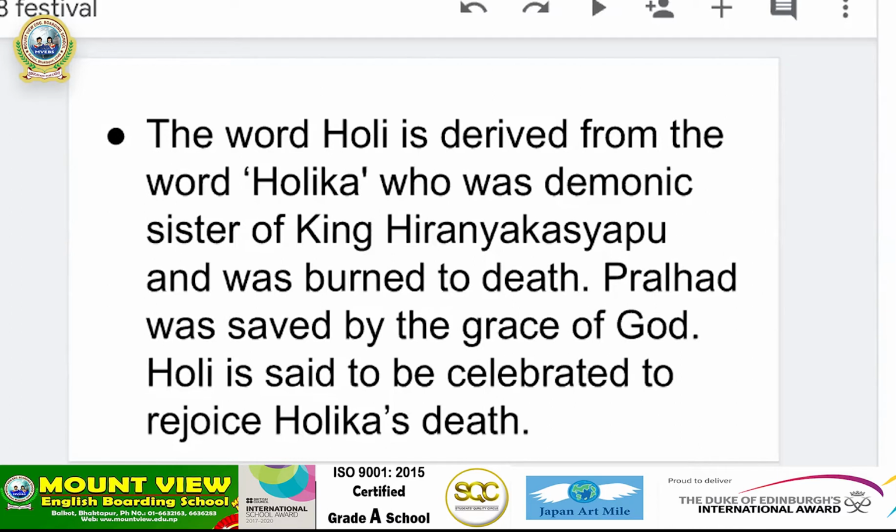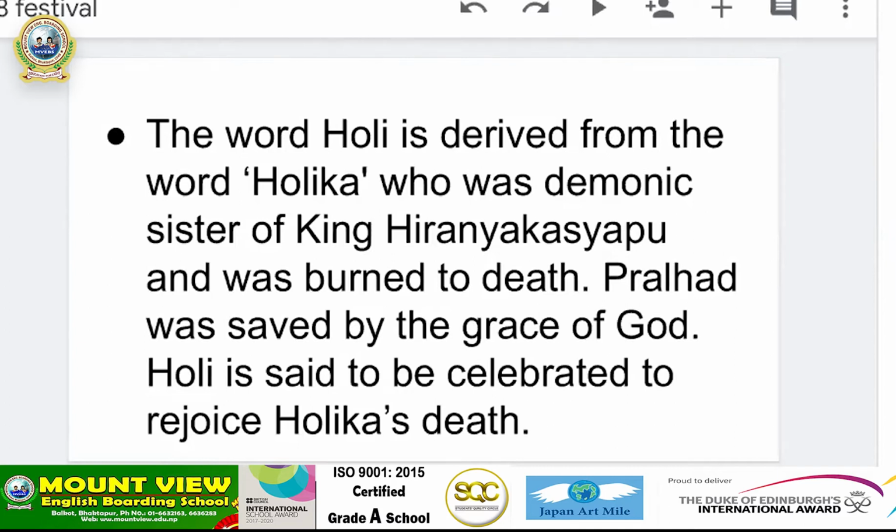So Holi is celebrated to rejoice in Holika's death. To celebrate Holika's death, Holi is celebrated. This is one of the traditional beliefs about why Holi is celebrated.